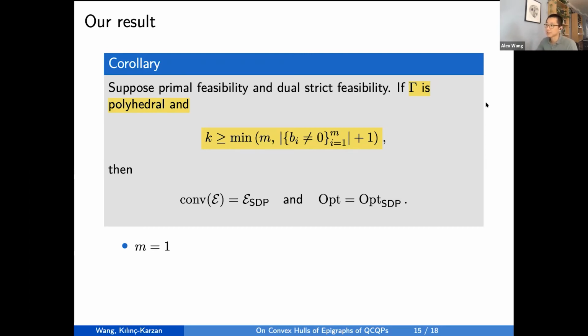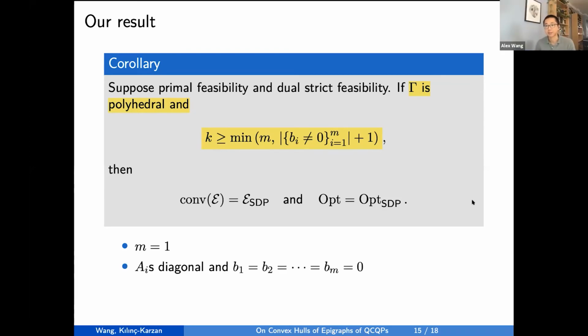But okay, so why does this corollary cover the case of m equal to 1? Well, gamma is the set of convex Lagrange multipliers. And when m is equal to 1, this is going to be some set that lives in R1, and furthermore, it's going to be a closed convex subset of R1. In R1, that's the definition of polyhedral. And recall also that k will always be at least 1, and so this symmetry condition is also immediately satisfied for m equal to 1.